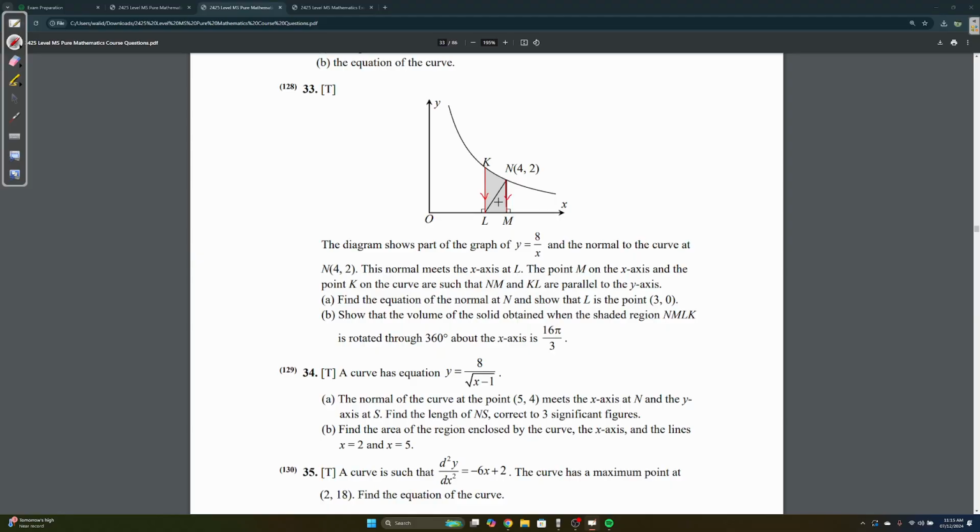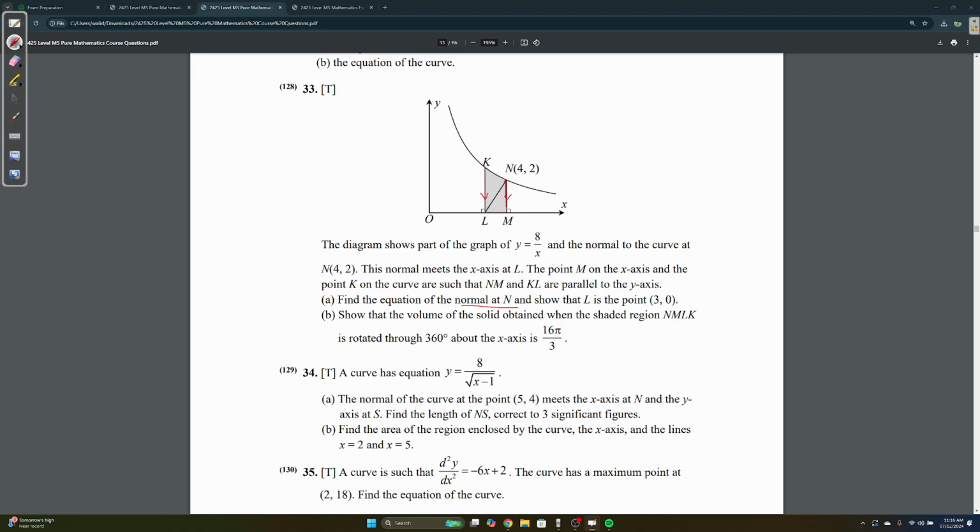Find the equation of the normal at N. Okay, and show that L is the point 3, 0. And then show that the volume of the solid is 16 pi over 3. Okay, so the first part they're saying is find the equation of the normal at N.